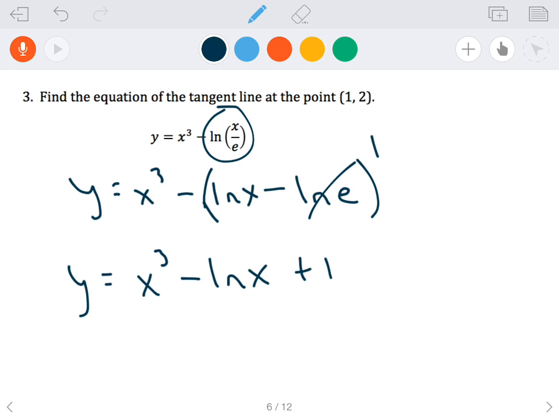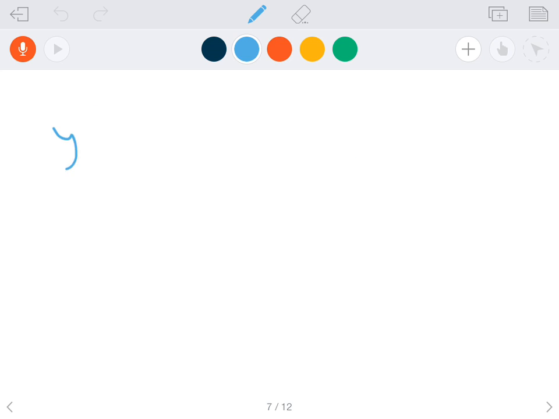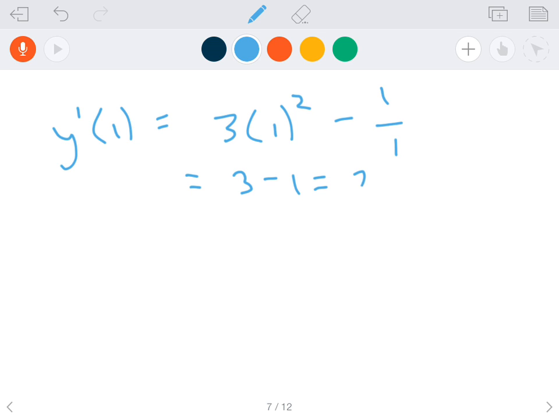Now I'm ready to take the derivative. So y prime is 3x squared minus the derivative of natural log of x, which is just 1 over x, and the derivative of a constant is 0. Now at this point I want to use my point to find the slope of my line at 1. So I'm going to plug in. Y prime of 1 will be equal to 3 times 1 squared minus 1 over 1. That's a 1. So that's just equal to 3 minus 1, which is 2. There's my slope. My point was 1, 2.